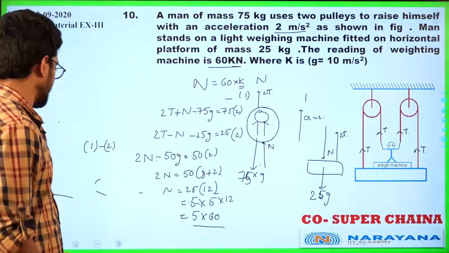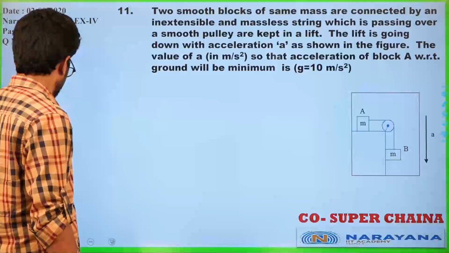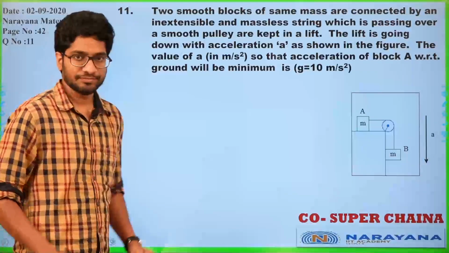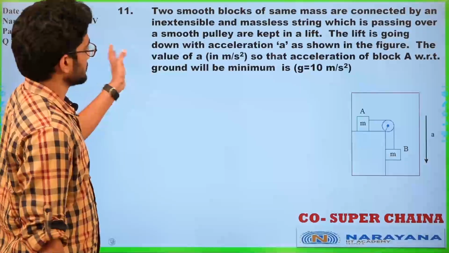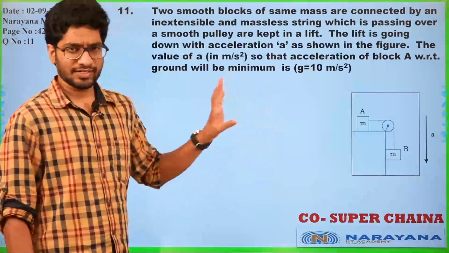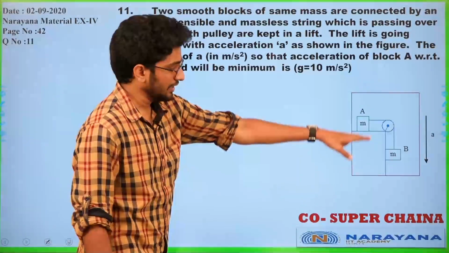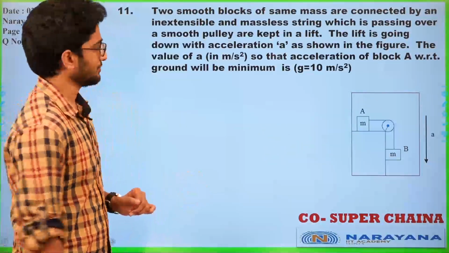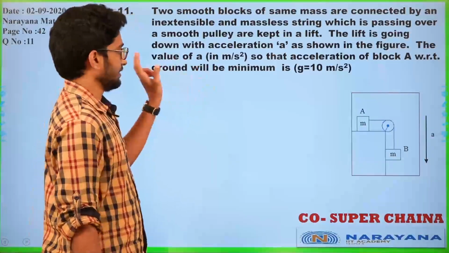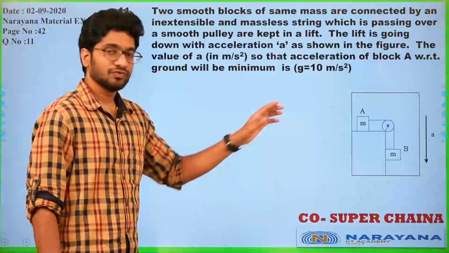So the k value is 5 finally. So we'll move to the next question. Yeah, so here is the next question. It says 2 small blocks of same mass are connected by an inextensible and massless string. So ideal case again, right? They are passing over a smooth pulley and kept inside a lift. The lift is moving downwards with some acceleration a. Now find the value of a so that the acceleration of block A with respect to ground will be minimum.